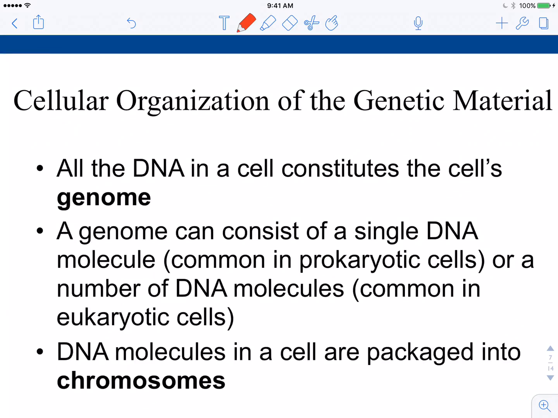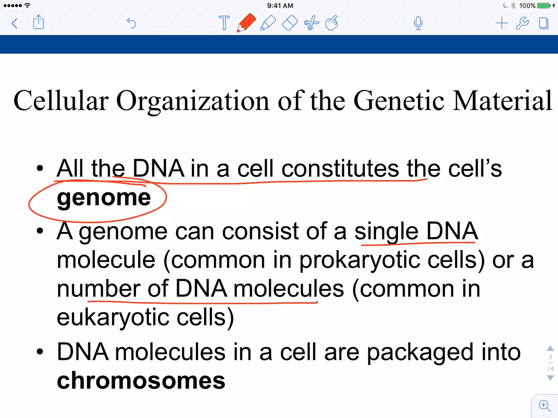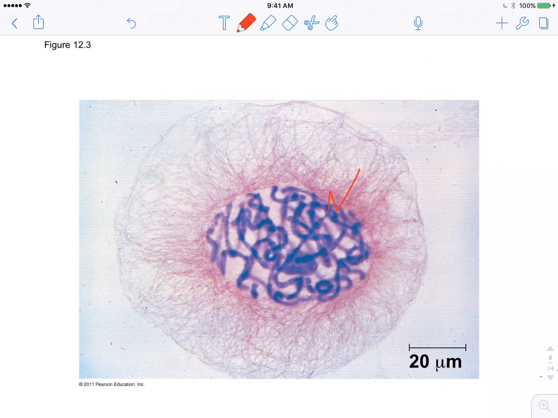All right, so how is our genetic material organized? All of the DNA in any cell is that cell's genome. A genome can be a single DNA molecule, which is common in prokaryotes, or a number of DNA molecules, which is common in eukaryotes. Regardless, all DNA molecules are packaged into little units called chromosomes. And here are some chromosomes. This is obviously a eukaryotic cell because the chromosomes are contained within a nucleus.